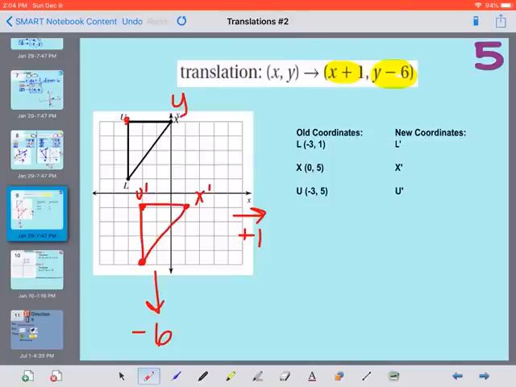So this one I just drew my picture first, 1 to the right and down 6, and then we can list our coordinates. If you did it from the coordinate notation, that works as well. Taking your x coordinate, -3, plus 1 is now only -2, which is where we're at. And then from 1, 1 minus 6 is -5. That is exactly where we put L prime. Then X, we were at 0, but plus 1 is now 1. We went from 0 to 1. And then 5 minus 6 is -1.